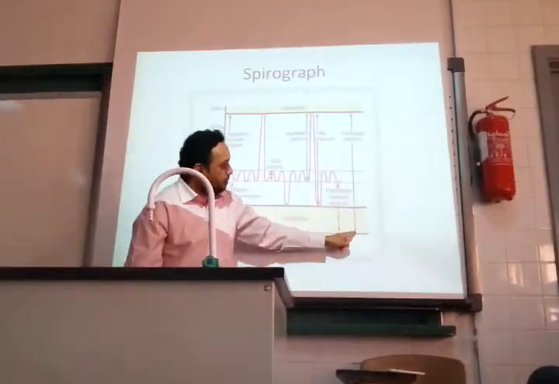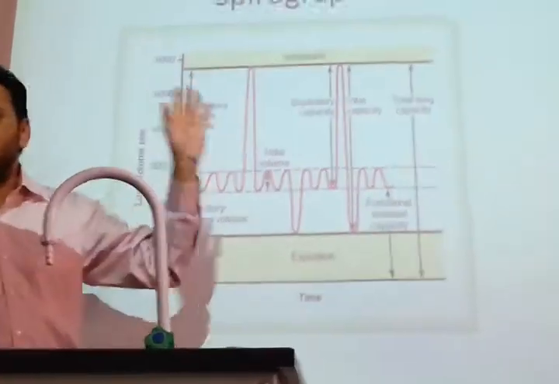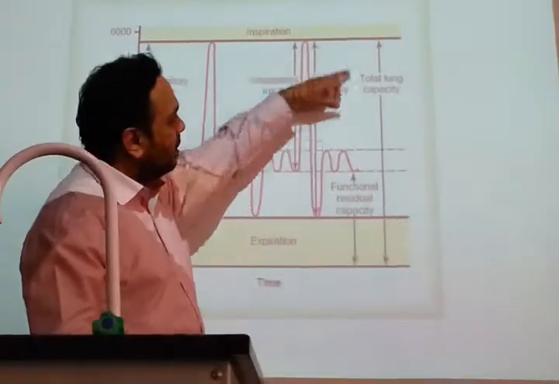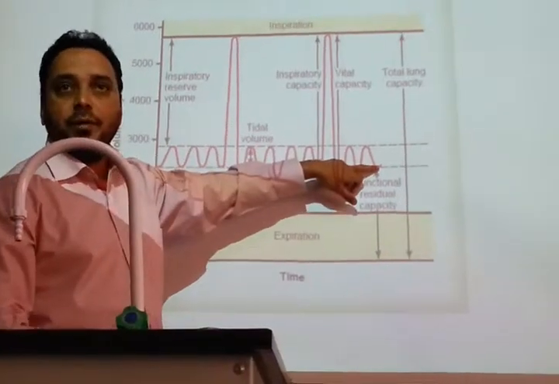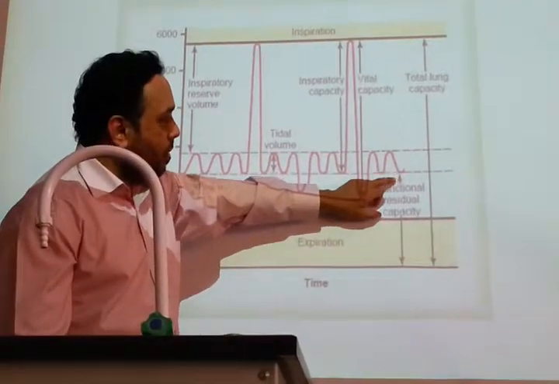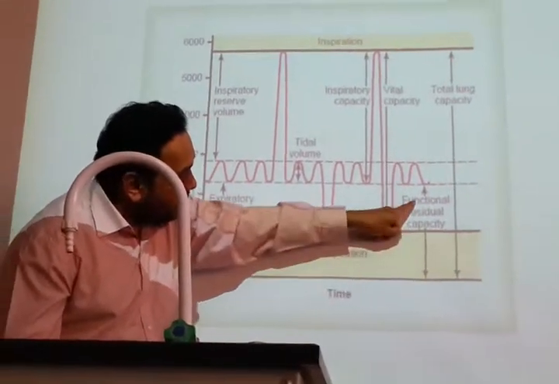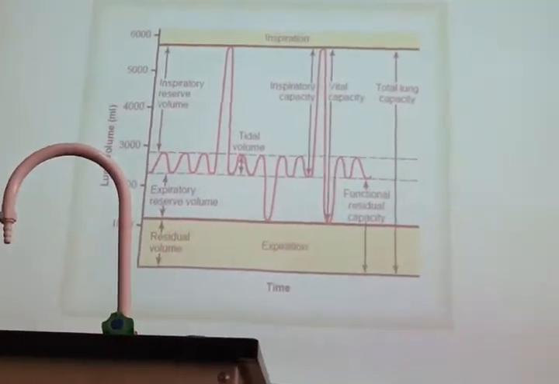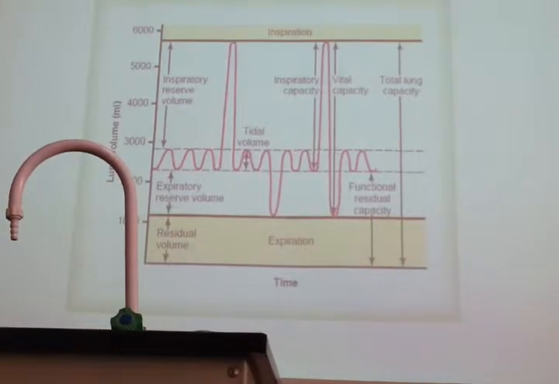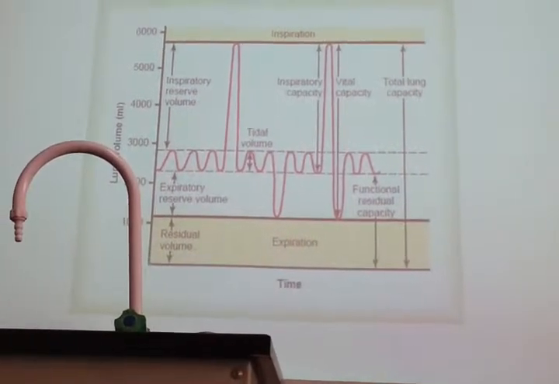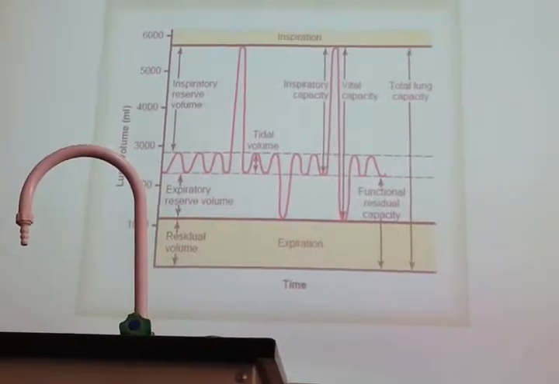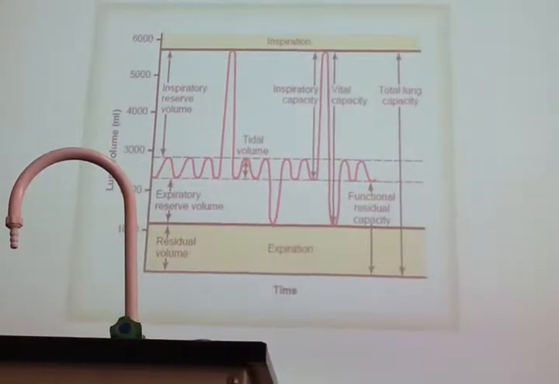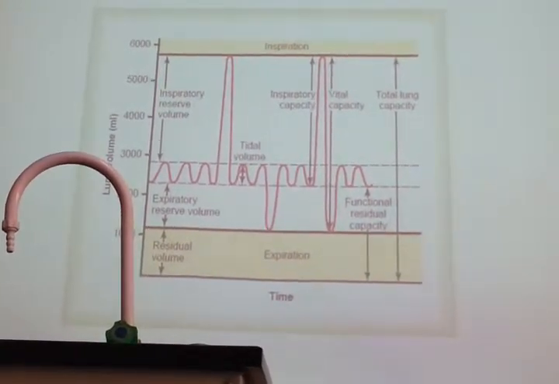See, this is total lung capacity, from here to here. What is this from here to here? This is inspiratory capacity. What is this from here to here? Functional residual capacity. So, IC, inspiratory capacity, plus FRC, functional residual capacity, is equal to TLC, which is total lung capacity. Just add the figures, you will get about 6 liters or 5.8 liters.